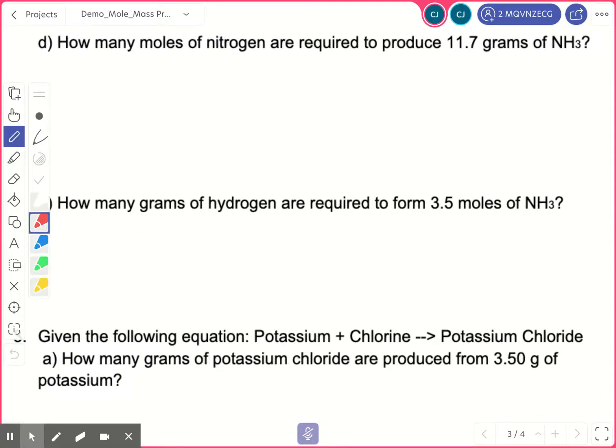All right, here we go. We need moles of nitrogen required to produce 11.7 grams of NH3. I'm going to write our equation up here again just for safekeeping: N2 plus H2 yields 2 NH3. All right, what's my first unofficial step?